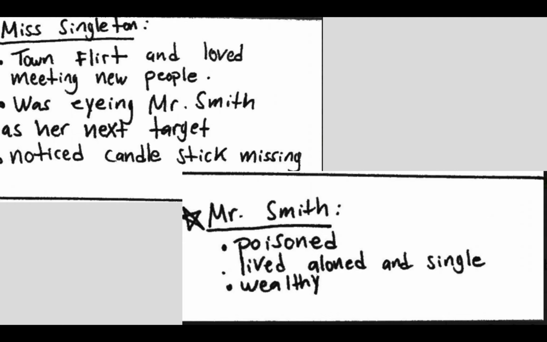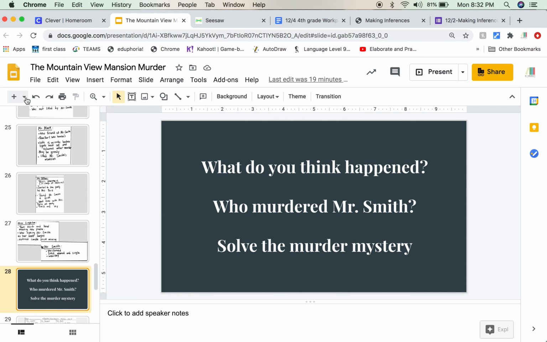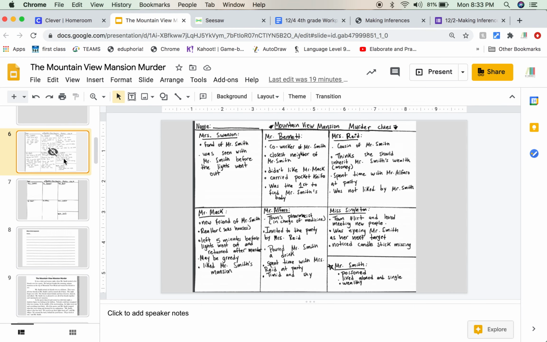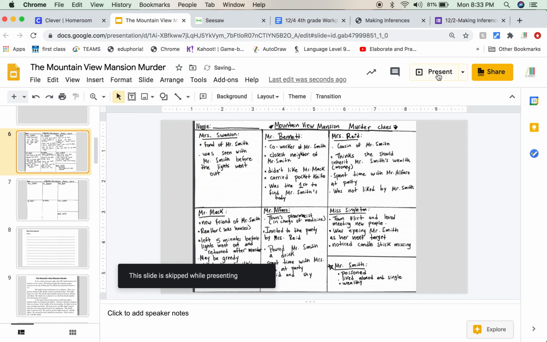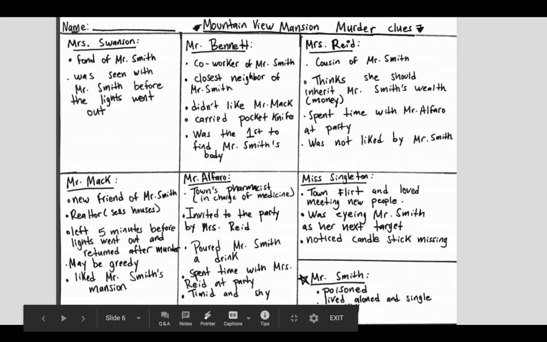So pause. Now, if you're hearing my voice, that means you're ready to solve the mystery. So now your notes should look like this. You've completed the notes in Seesaw.